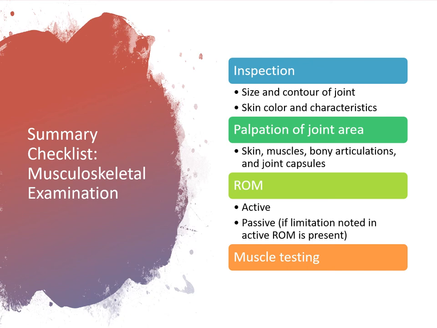There are two types of range of motion: there is active range of motion, which is what the patient can perform by themselves, and there is passive range of motion, where you as the examiner will assist in moving the extremity.